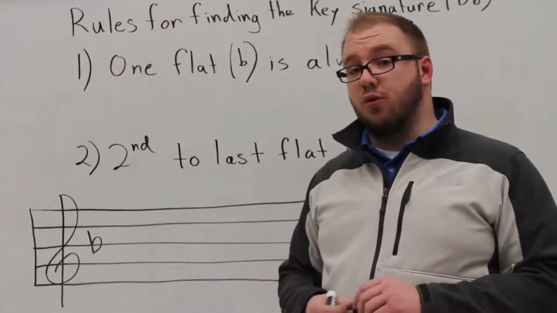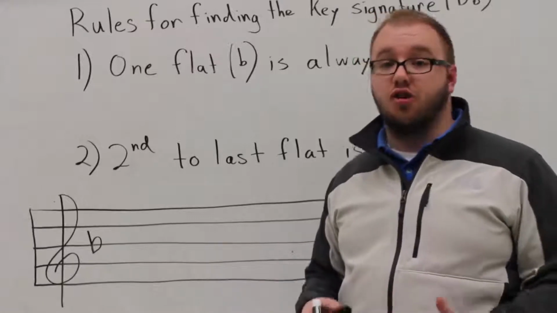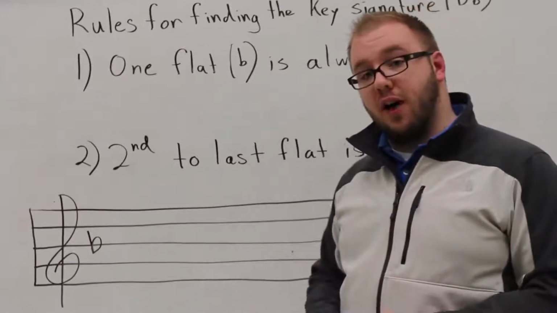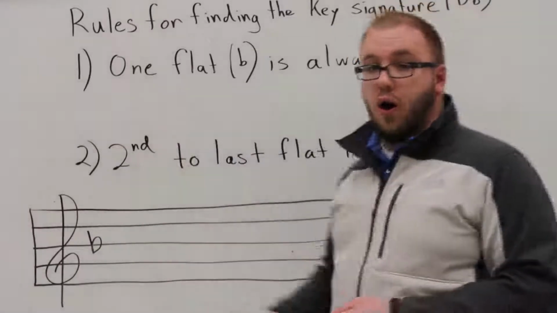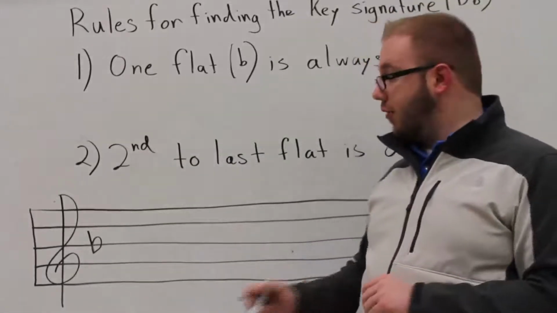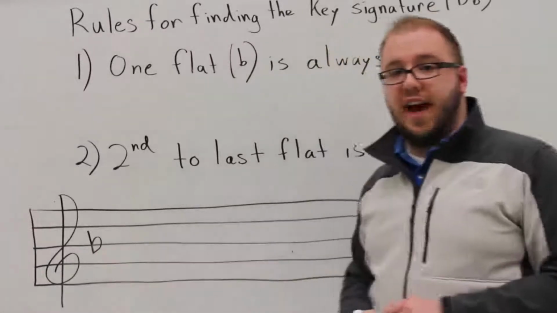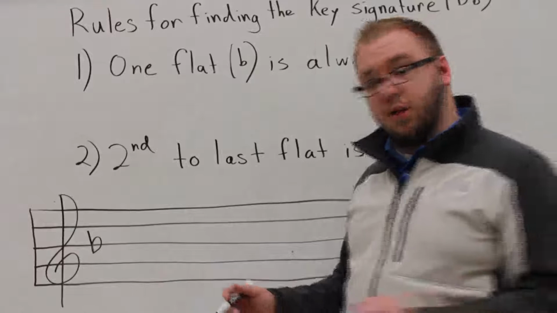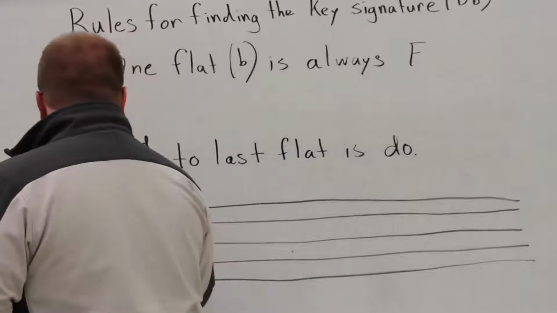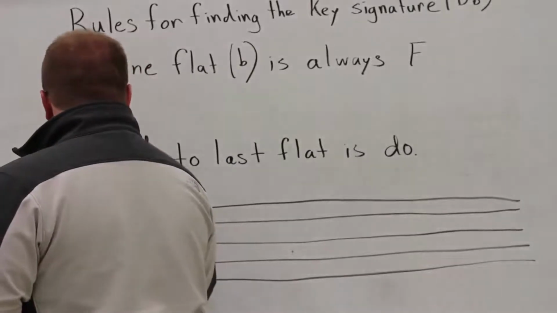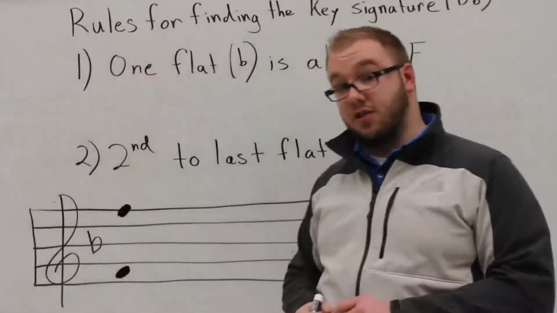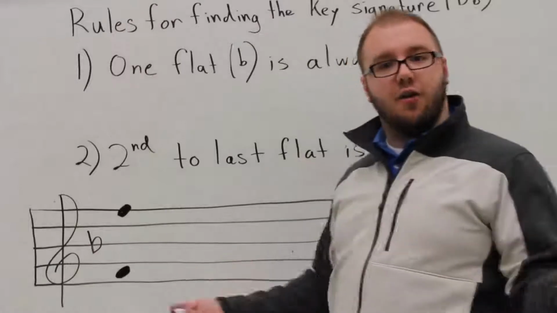Let's use our rules to figure out how we find the key signature, aka do, with flats. So we talked about the first rule here, one flat is always F. You see here there's only one flat in the key signature. So do would be this F here, or this F here. There are also the other F's outside of the staff, but I don't have any space to write the ledger lines. All right, now let's look at another flat key signature.